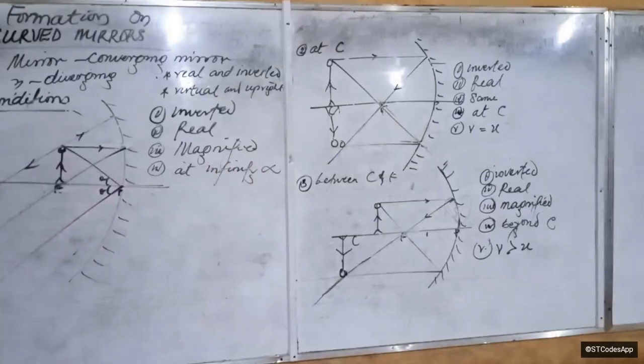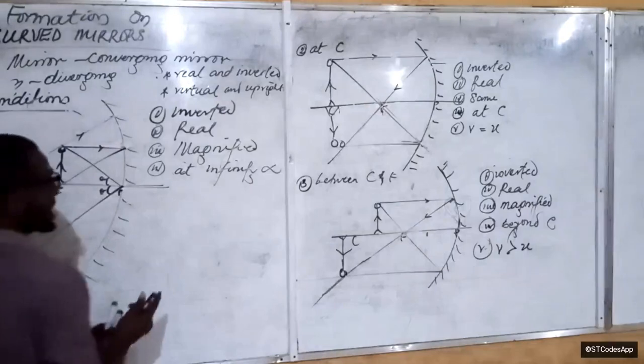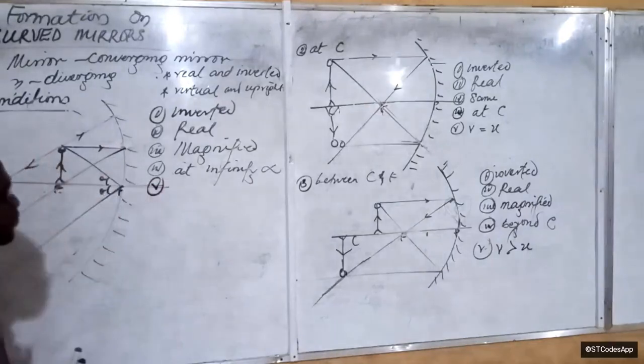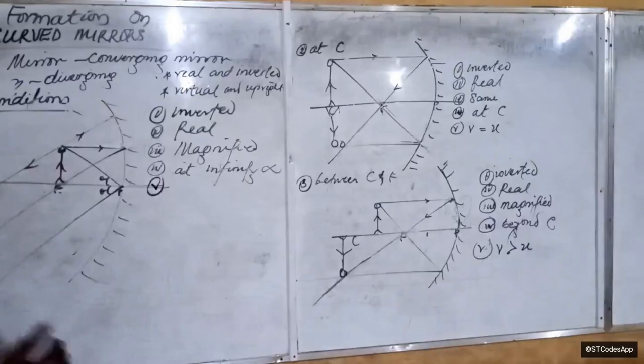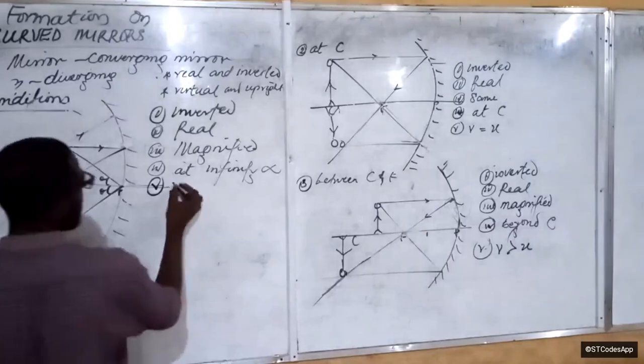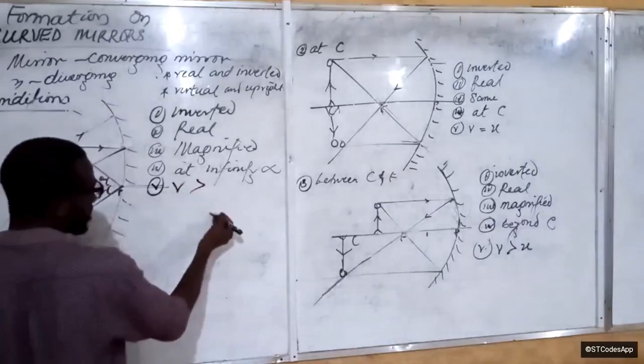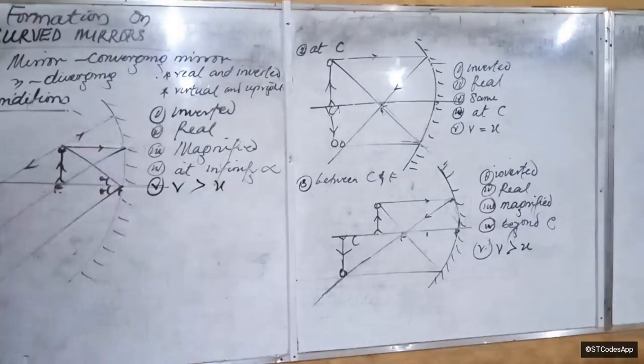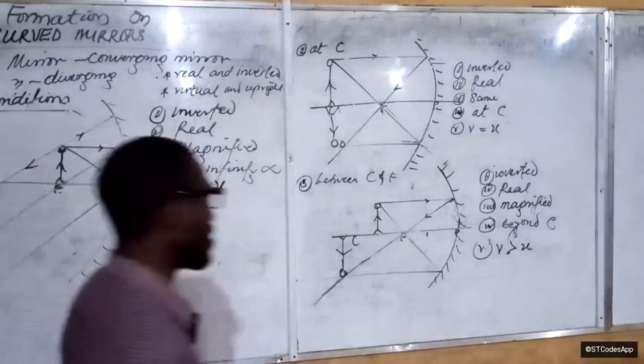Why? Because of a parallel beam. And where do parallel rays meet? They don't meet. They meet at infinity. Is that okay? All right. Infinity, never ending. Do you understand? So V, which is the image distance, is going to be very, very much greater than U. Do you understand? All right. So that's the case for an object that is placed at F.